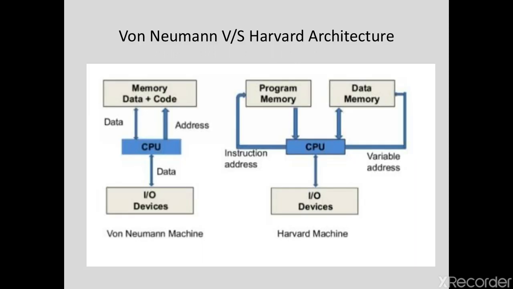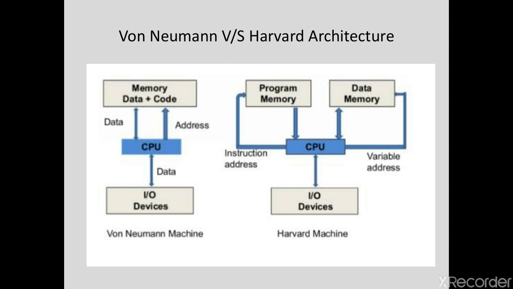And next, on the basis of the previous discussion, we can classify computer architecture basically into two models. There have been two popular models of this computer architecture. One is known as the von Neumann machine, another one is the Harvard machine.